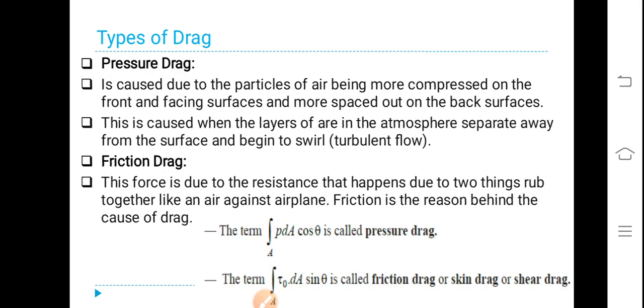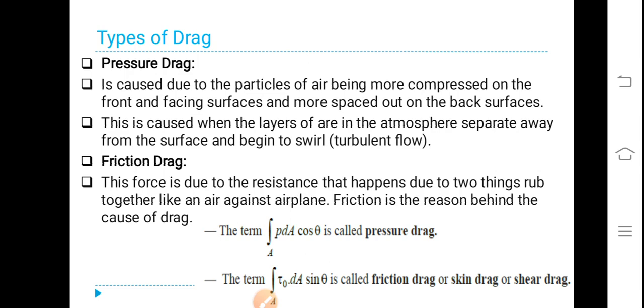Pressure drag. It is caused due to the particles of air being more compressed on the front facing surfaces and more spaced out on the back surfaces. This is caused when the layers in the atmosphere separate away from the surface and begin to swirl. Means due to turbulent flow, the layers in the atmosphere separate away from the surface.